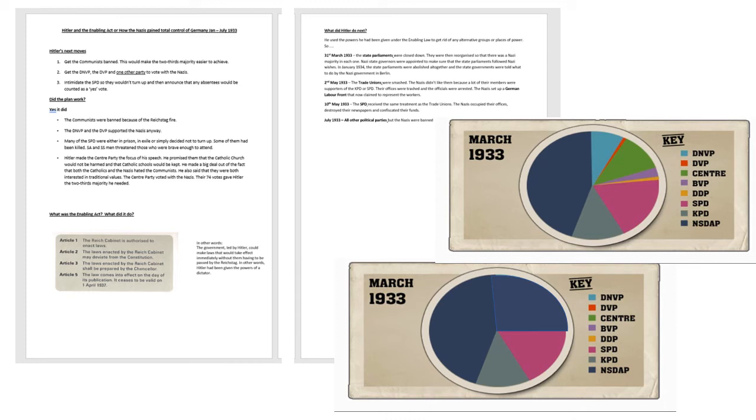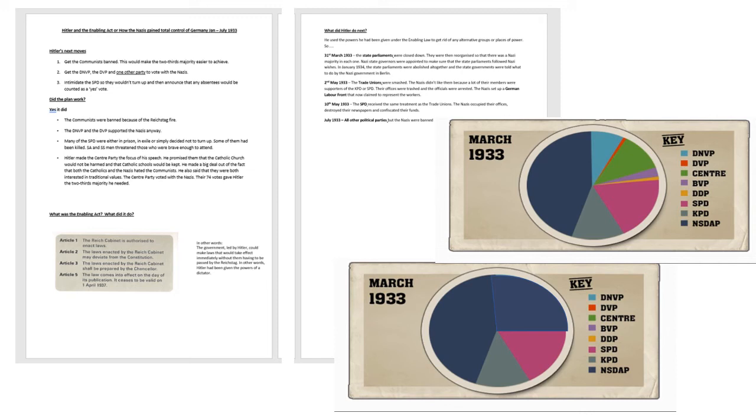So, what was the Enabling Act, and what did it do? Hitler passed an act that said, Article 1, the Reich Cabinet is authorised to enact laws. So you don't need to go to the Reichstag anymore. It is just the Führer and the Cabinet. The laws enacted by the Reich Cabinet may deviate from the Constitution, so he can pass laws that break the Weimar Constitution. The laws enacted by the Reich Cabinet shall be prepared by the Chancellor. So Hitler's given himself the power to create laws on his own.